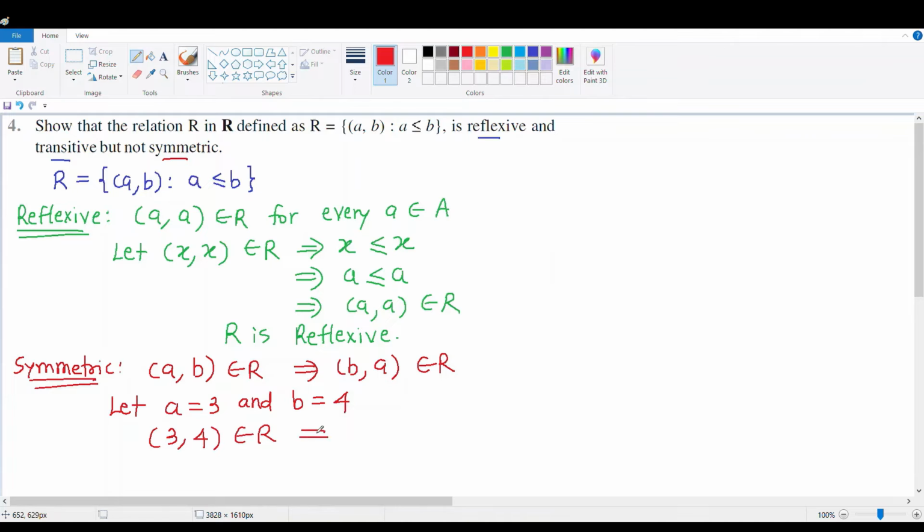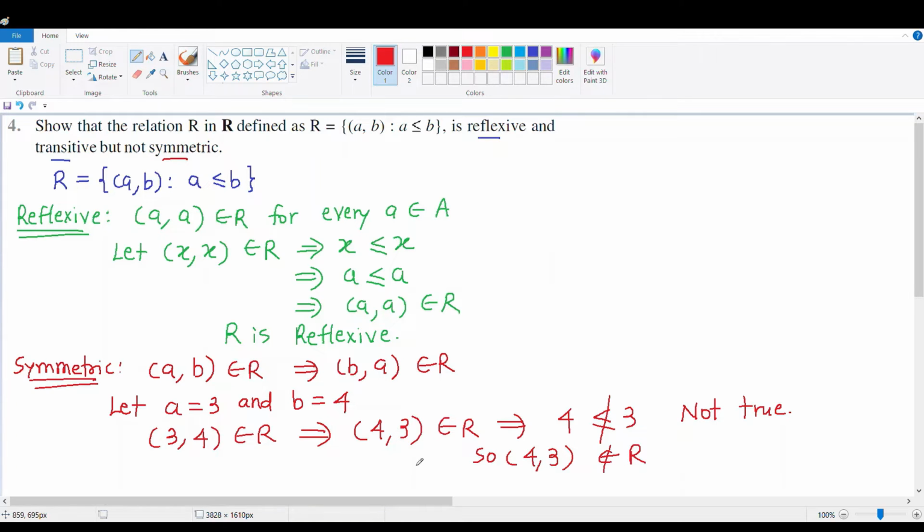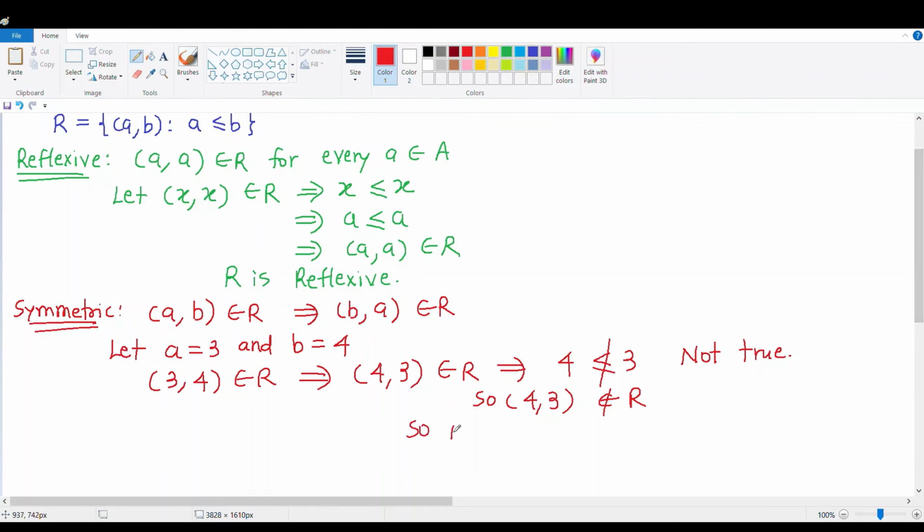And does that mean that (4, 3) is going to belong to R? That implies that 4 is less than or equal to 3, which is not true. So (4, 3) does not belong to R. (3, 4) belongs to R, but (4, 3) does not belong to R. So R is not symmetric. We were supposed to show that, and we just did.